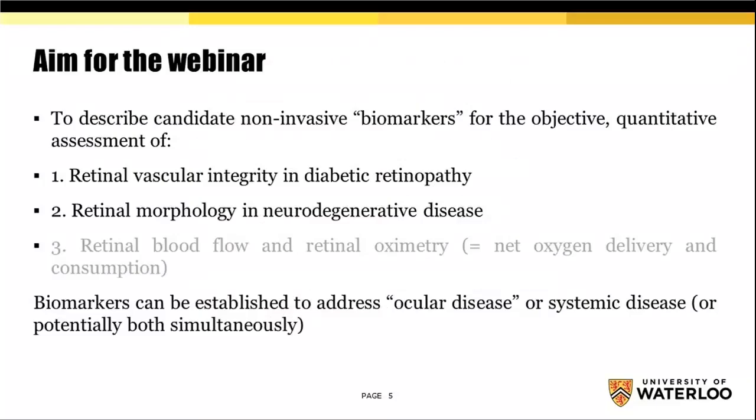The aim of the webinar is to describe non-invasive biomarkers for the objective quantitative assessment of retinal vascular integrity in diabetic retinopathy and retinal morphology in neurodegenerative disease. I've also done a lot of work on retinal blood flow and retinal oximetry, which can also be used as biomarkers, but I'm not going to describe that work today, just for the sake of time.